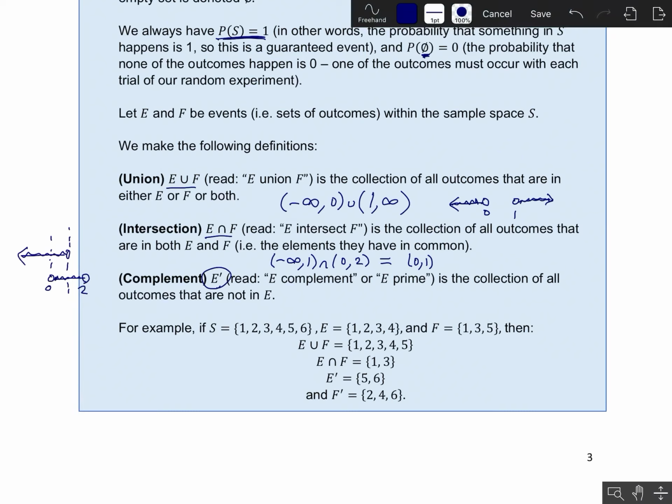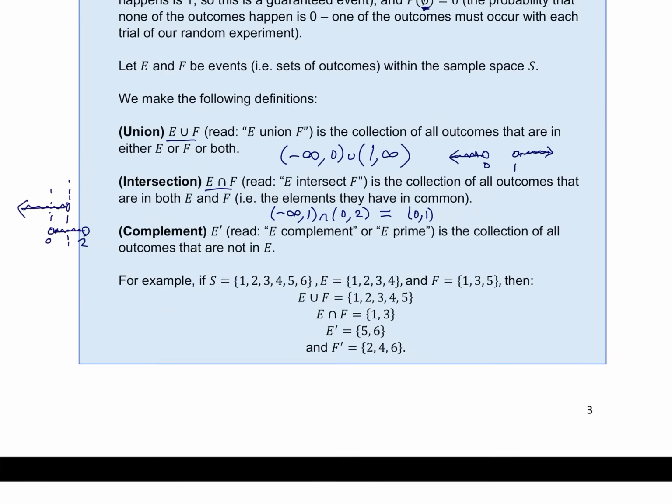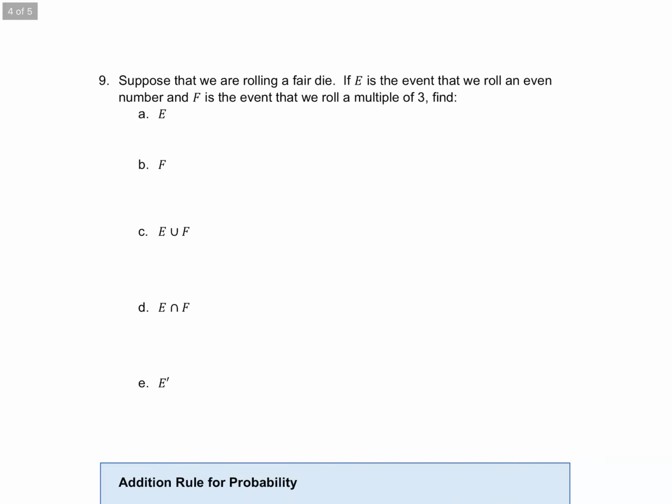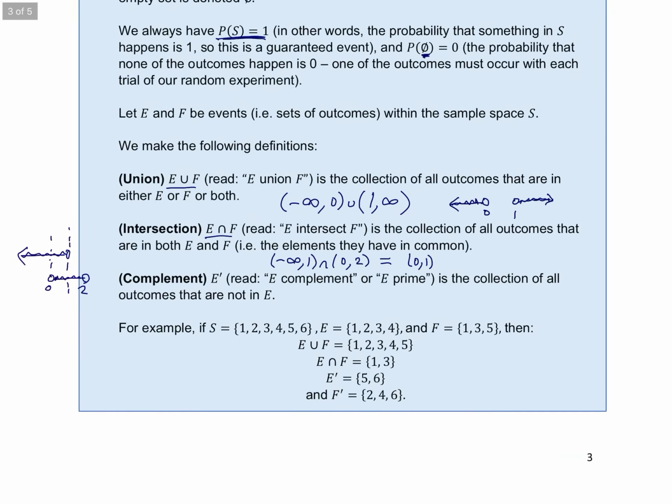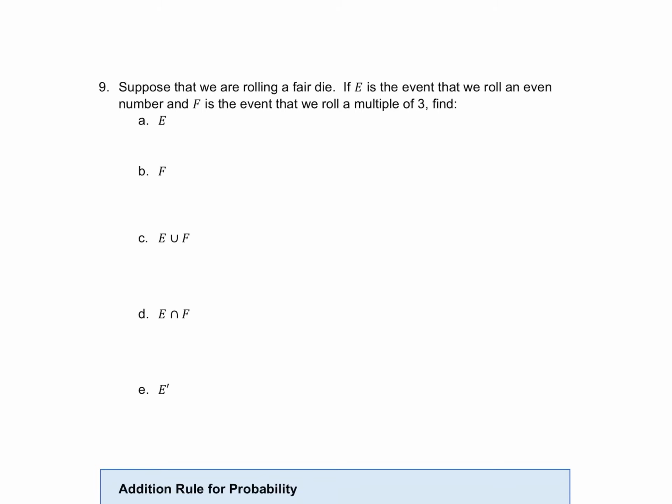And the complement will be everything outside of your event. So for example, the complement of flipping a heads would be flipping a tails. It's just everything that is not in the event that you were discussing. And you can see a typed up example down here at the bottom. I'm just going to move on to working through an example with you. But if you want to pause the video and read over that example at the bottom, you can.